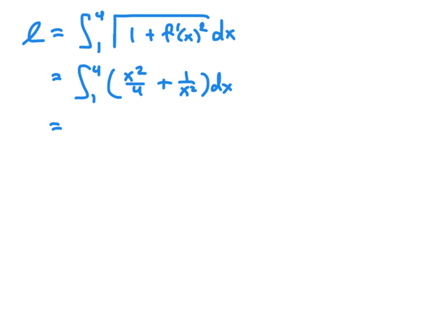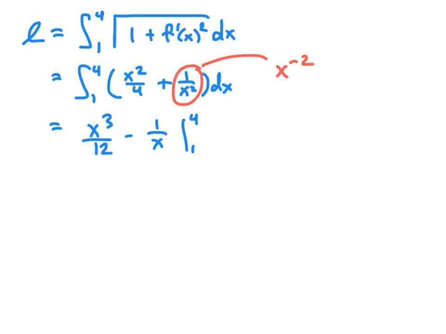So our antiderivative here will be x cubed over 12 minus 1 over x. And we want to evaluate that from 1 to 4. Both of those antiderivatives are just using the power rule. In the second term here, the 1 over x squared, we are thinking of 1 over x squared as x to the negative 2. And therefore, when antidifferentiating, we're going to get x to the negative 1 divided by negative 1, or negative 1 over x, which is what we have in our antiderivative here.